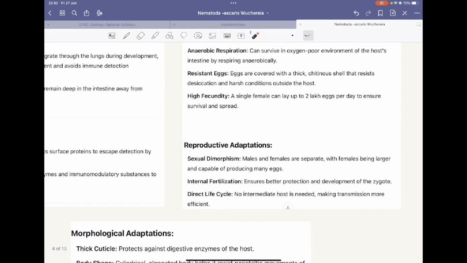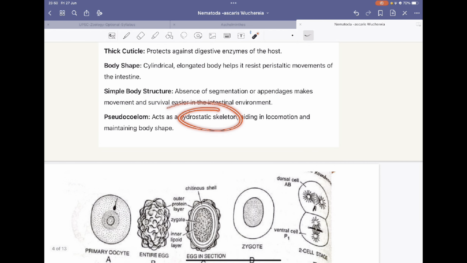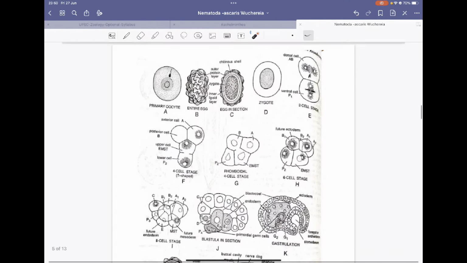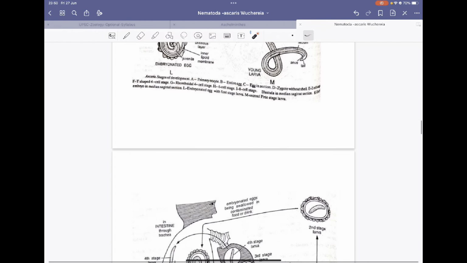Then the life cycle, it has a direct life cycle. Morphological adaptations include a thick cuticle. The body shape is cylindrical and elongated for peristaltic movement through the intestines, and the body is simple in structure, and pseudocoelom is present. The pseudocoelom acts as a hydrostatic skeleton. Now let's see some of the developmental stages and the life cycle of Ascaris. Let's first discuss the stages of development.